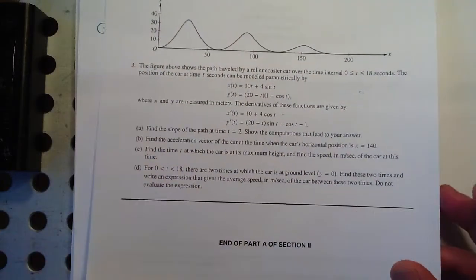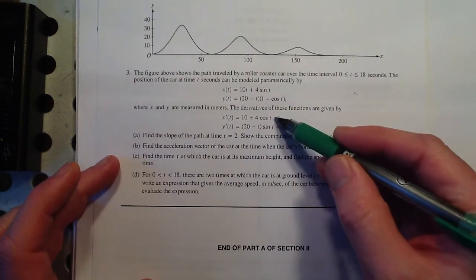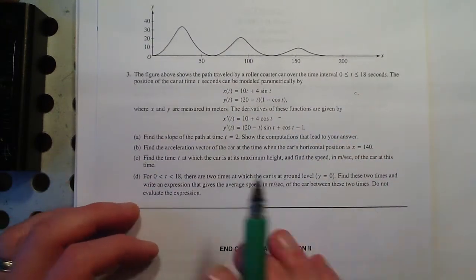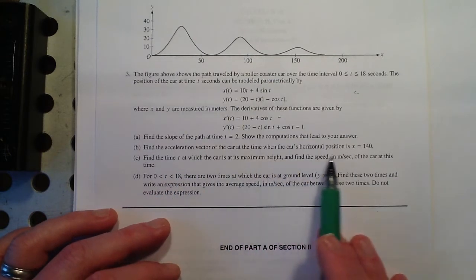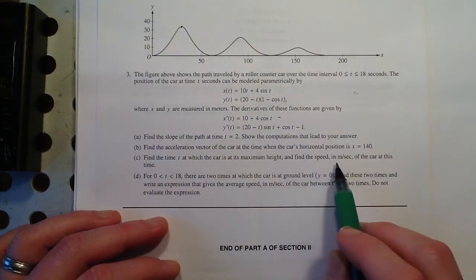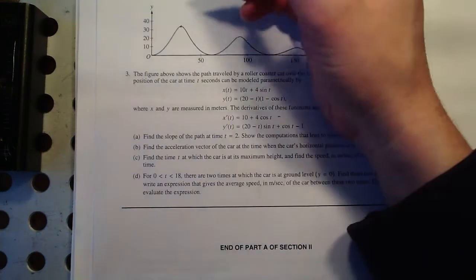Since we just wanted to have that at one particular value, there's no need to actually find the derivatives of those, we just wanted to plug in one number. So I need to get the calculator to do it. Find the time t at which the car is at its maximum height. That would be here, right? And find the speed in meters per second of the car at this time. All right, how do we find that time?